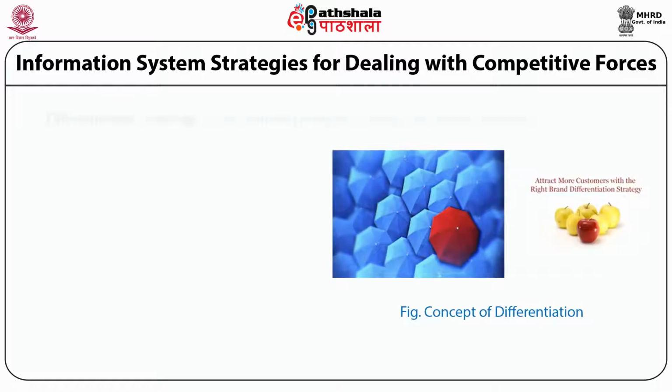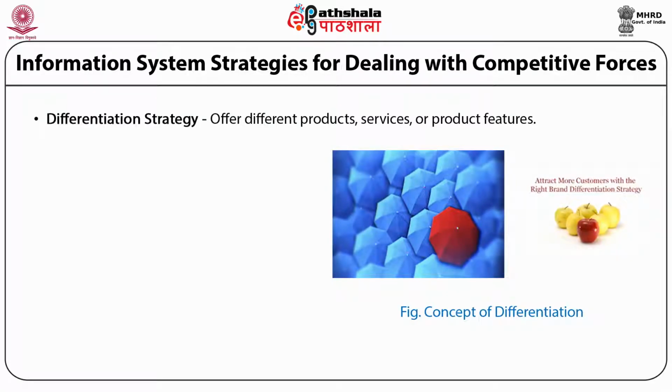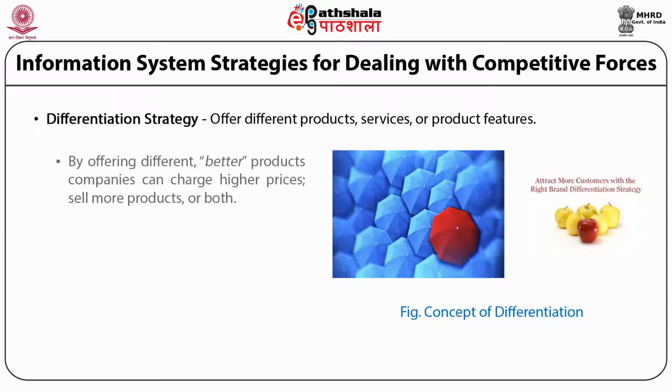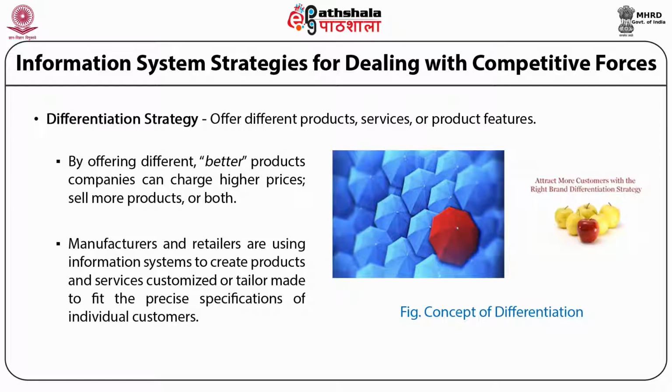The second is the differentiation strategy. Offer different product services or product features. By offering a different, better product, companies can charge a higher price, sell more products, or both. Apple created the iPod, a unique portable digital music player, and a unique online music service where songs could be purchased for 69 cents to $1.29 each. Manufacturers and retailers are using information systems to create products and services customized or tailor-made to fit the precise specification of individual customers.